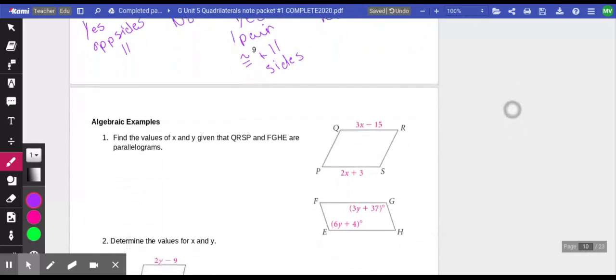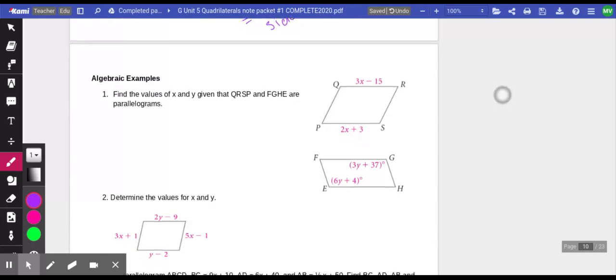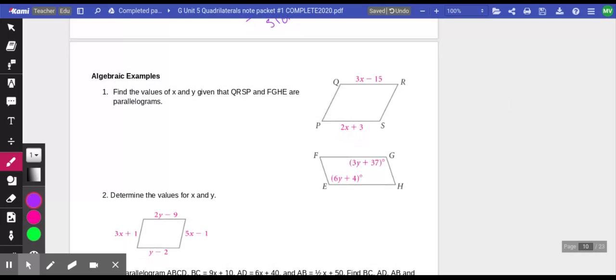So now, how we're going to use this mostly in this class is we're going to use this information to find x. So find the values of x and y given that PQRS and FGHE are parallelograms. So if PQRS is a parallelogram, that means opposite sides are congruent. So that means that 2x plus 3 is equal to 3x minus 15. So we solve that for x. And we get x equals 18.